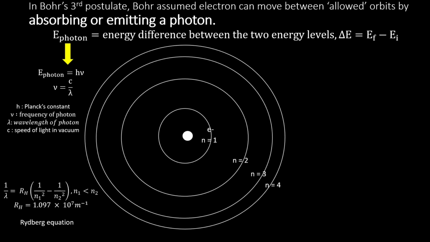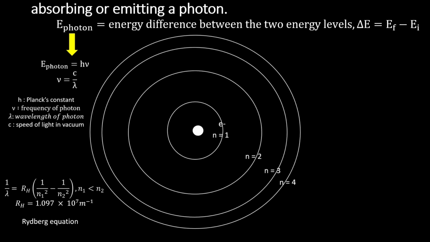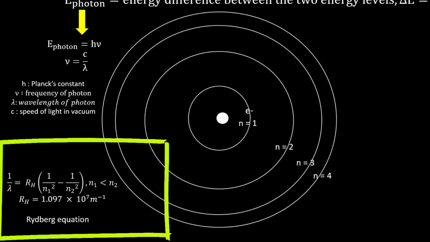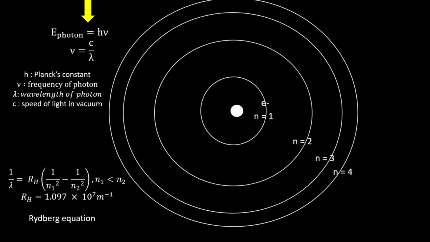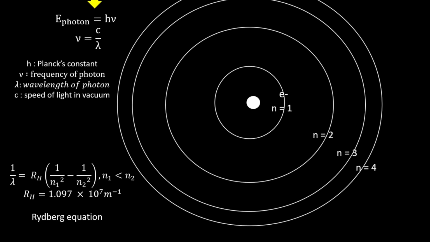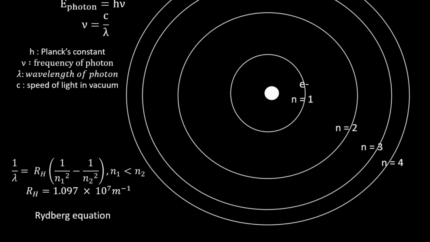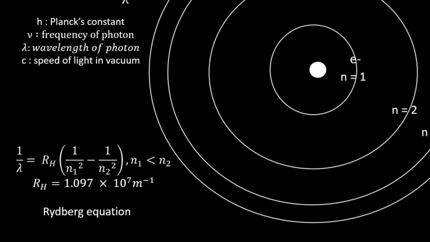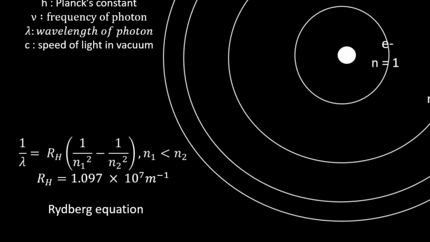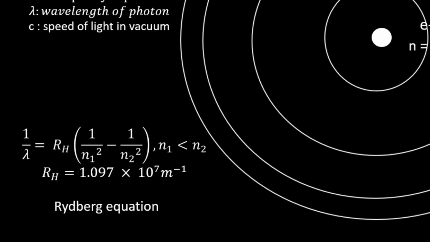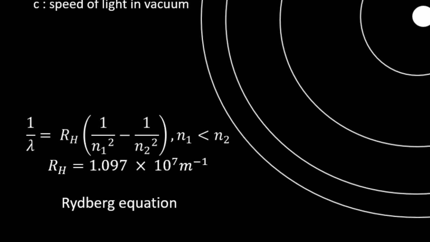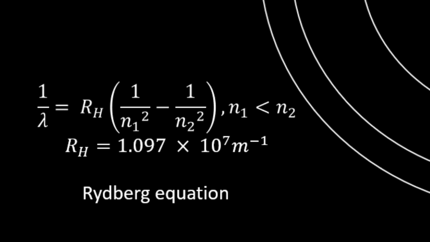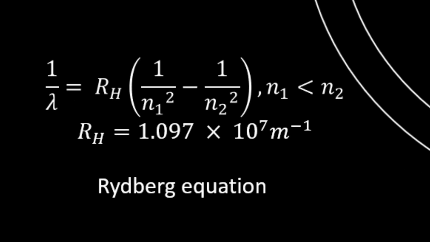Movement or transitions of an electron between energy levels can also be used to calculate the wavelength of the photon using the Rydberg equation, where 1 over lambda equals the Rydberg constant multiplied by 1 over n1 squared minus 1 over n2 squared, whereby n1 must be smaller than n2, and the Rydberg constant here is 1.097 times 10 to the power of 7 per meter.